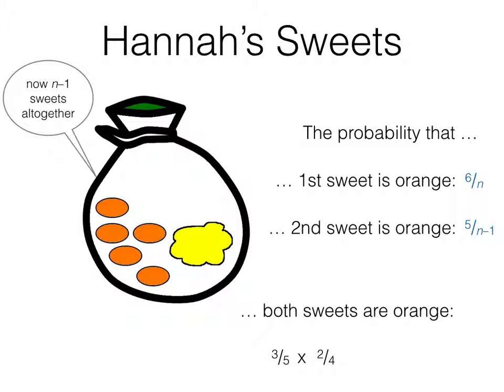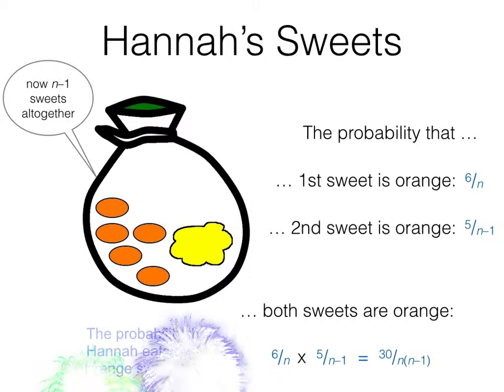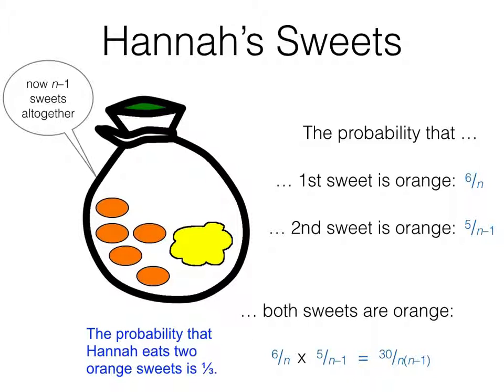And the final step, what is the probability that both sweets are orange? As before, just multiply these two probabilities. 6 over n times 5 over n minus 1. And that comes to 30 over n times n minus 1. Now, this might look like the end of the road, but it's not. You need to remember something that you've already been told in the question, which is that the probability of Hannah's sweets both being orange is 1/3.